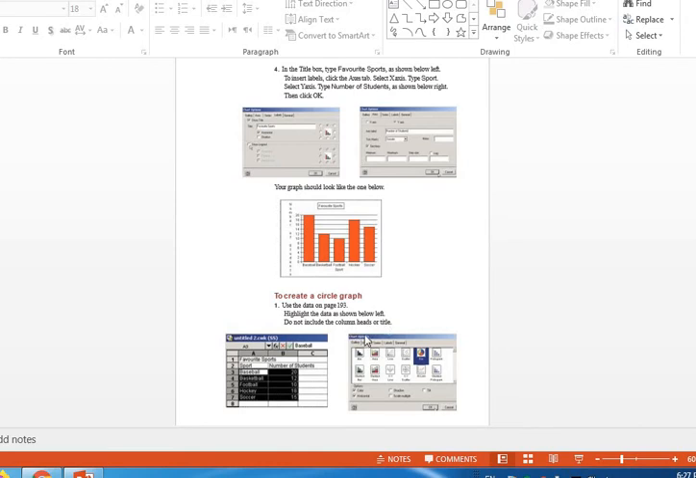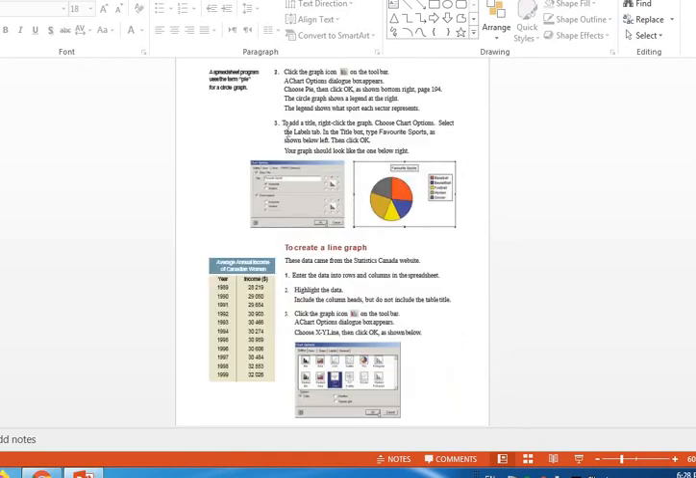Okay, then here, click the graph icon on the toolbar. A chart option dialog box appears here. Choose the pie and then click OK as shown bottom right. The circle graph shows a legend at the right. The legend shows what sport each sector represents.